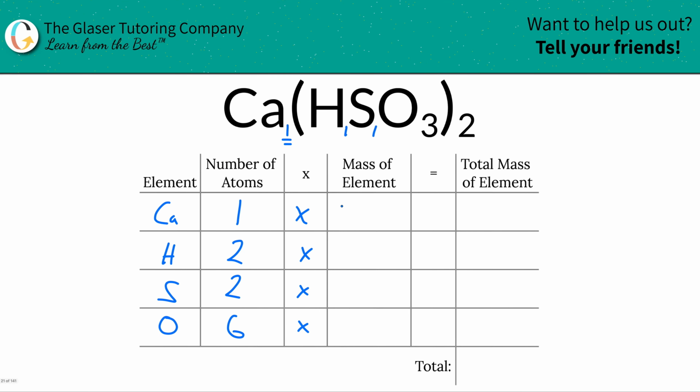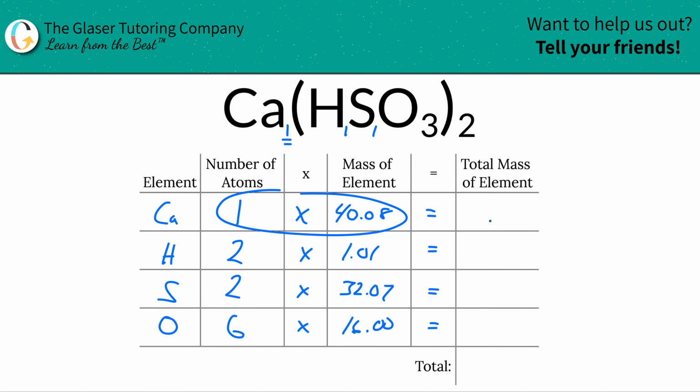So let's write it down, right? Calcium was 40.08, hydrogen was 1.01, sulfur was now 32.07, and then oxygen here was going to be 16. All right, and then to find now the total mass of the element in the compound, we're simply going to then multiply now this row together.